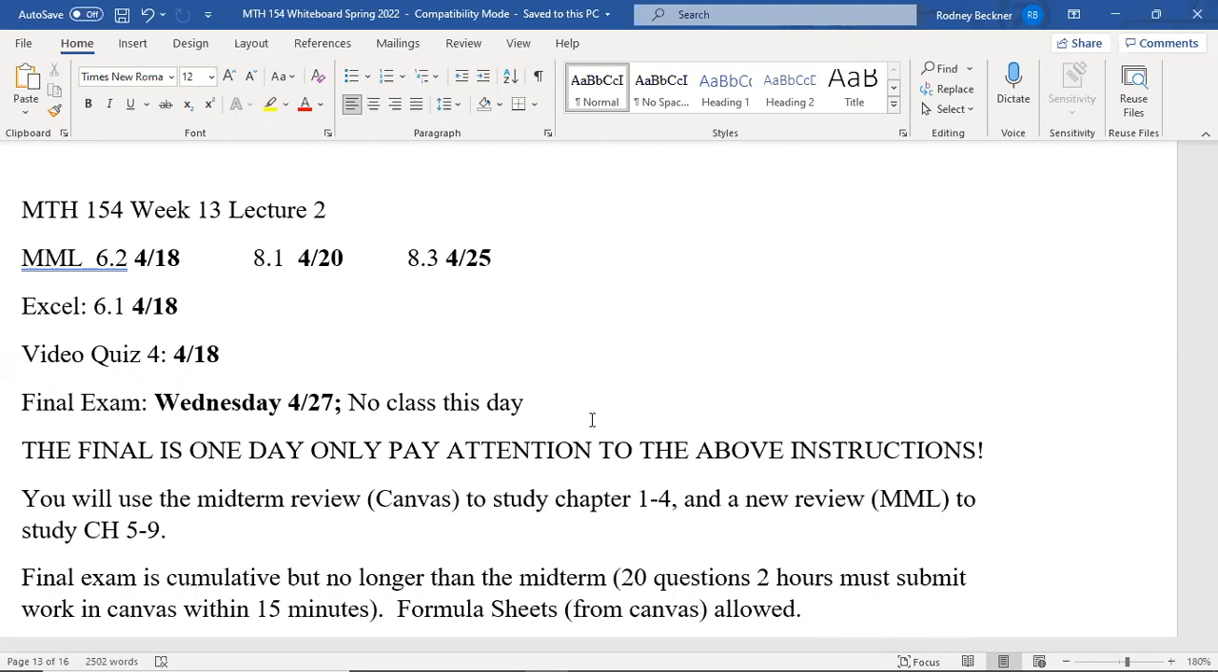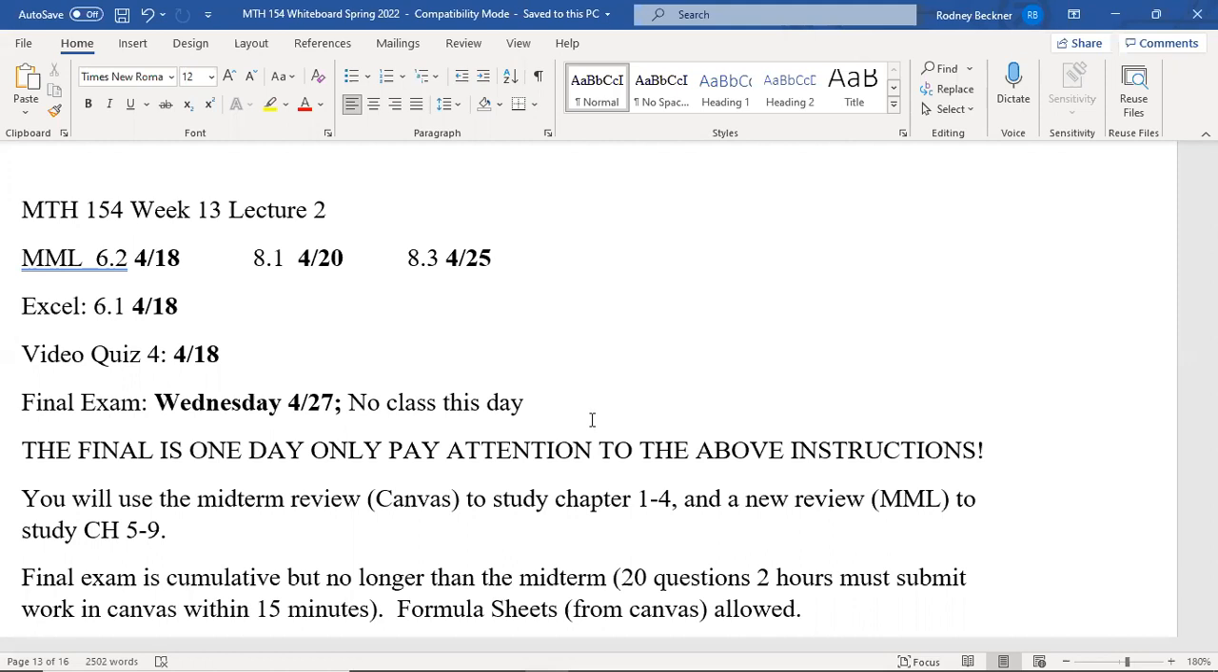Now, your review materials for the final are going to be a little different, but also a little the same from the midterm. So the final exam is cumulative. So everything from chapter 0 all the way up to whatever we finish in chapter 9 is potentially on the final exam, but you will get reviews to narrow down what you should focus on.